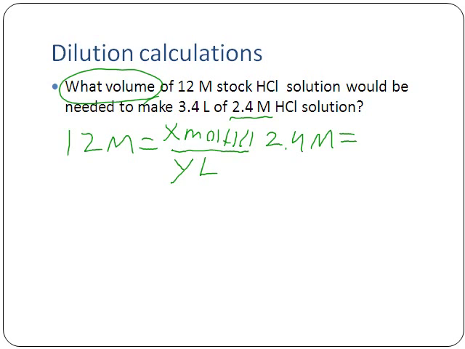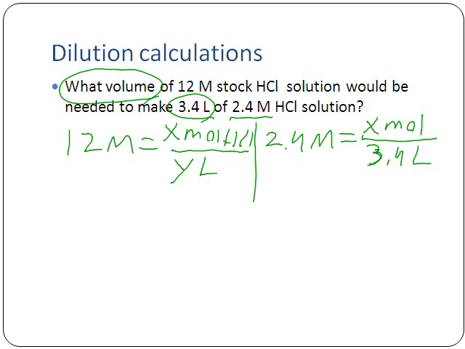So we'll take a look at our other guy over here. We'll draw a little dividing line here. So 2.4 molar solution is our other guy. Do we know how many moles of solute we have? Nope, we do not. So once again, we have X moles on top, divided by the number of liters of solution. Do we know how many liters of the 2.4 molar solution we have? Yes, we do. 3.4 right here. So we'd say 3.4 liters down here.